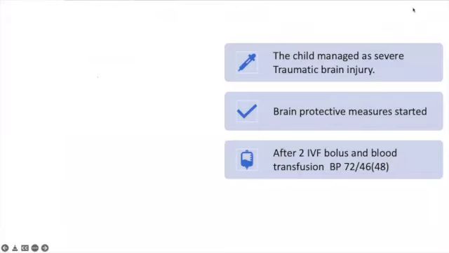Proceed. So the child was managed as severe traumatic brain injury. Brain protective measures started. After 2 IV fluid boluses and blood transfusion, BP is still lowish, 72/46, still low. And at this stage, CT done, which showed significant cerebral edema, gray matter differentiation loss, and squeezing of the ventricle.